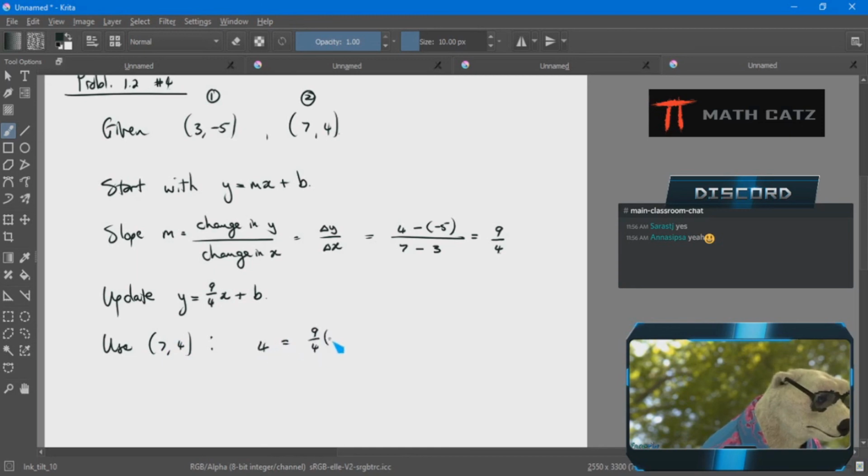9/4 times 7. That's going to be fun. Plus b. All right. Now we could do it, stick to the fractions. There's no harm. You could do it on your calculator. B is regardless. Let's leave it exactly like that because I want to demonstrate something. So exactly like that. Do whatever you want to do here.